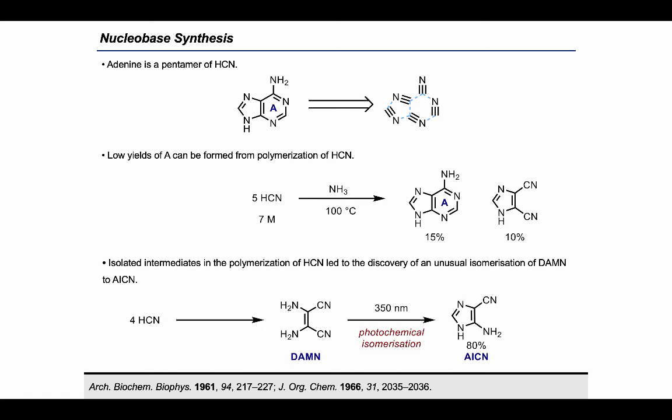Painstaking isolation of the intermediates of HCN polymerization revealed the presence of the molecule DAMN, a stable tetramer of HCN, which was found to undergo an unusual photochemical isomerization to yield the heterocycle AICN. AICN itself has remained an exciting prospect in the field of prebiotic chemistry since its discovery as a stable intermediate en route to adenine, A.